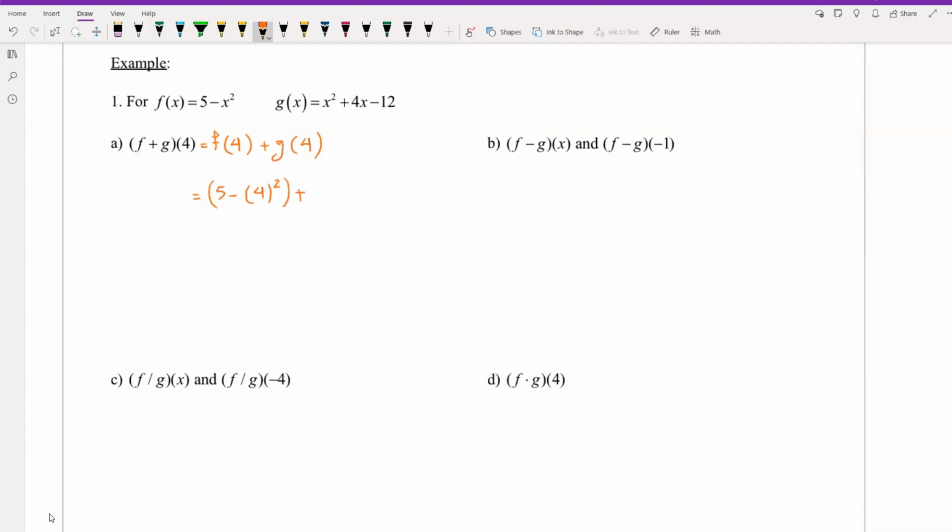And plus g of 4, use g of x, and instead of x, use 4. So we have 4 squared plus 4 times 4 minus 12. So this is equal to 5 minus 16 plus, 4 squared is 16, 4 times 4 is 16, minus 12. So here we have negative 11 plus 20. So the answer is 9.